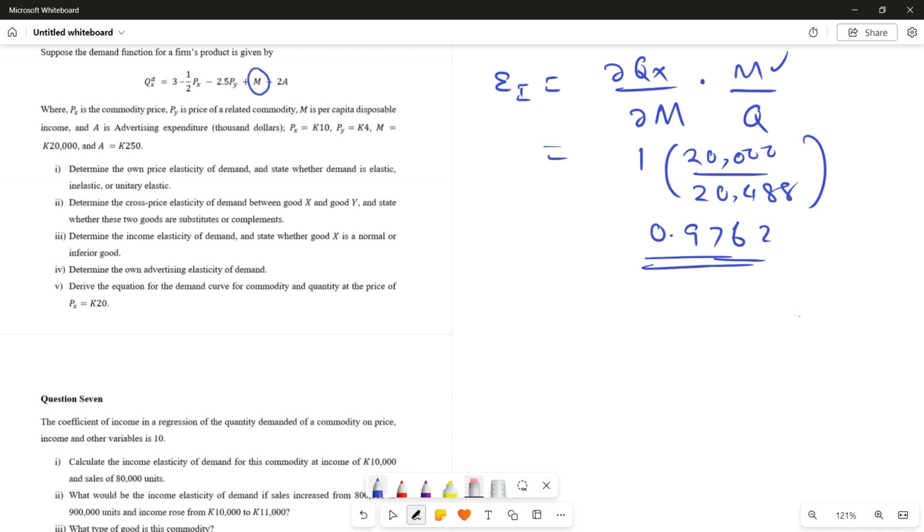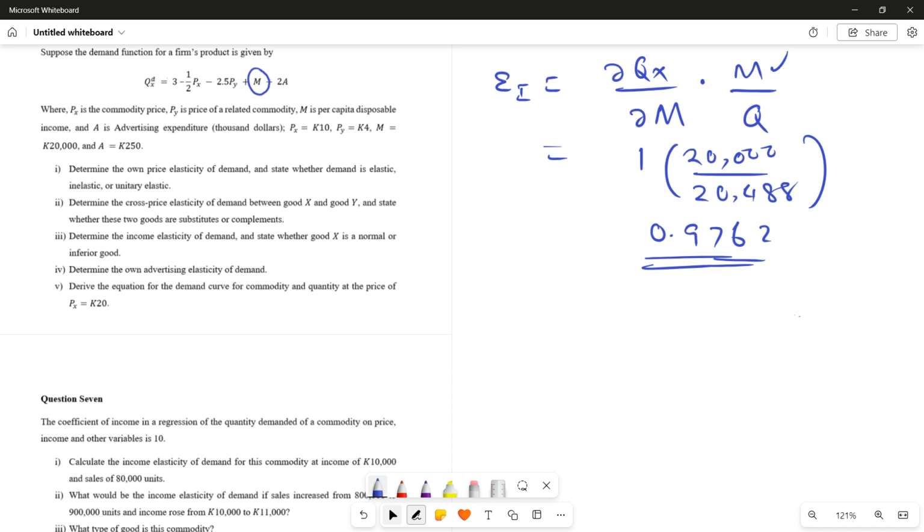So in this case, since our answer is lying between 0 and 1, we're just dealing with a normal good. Then determine the advertising elasticity of demand.